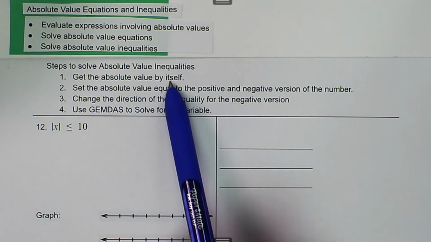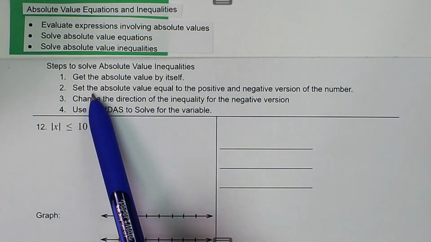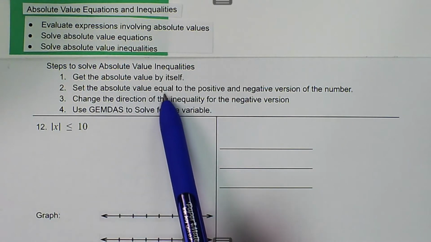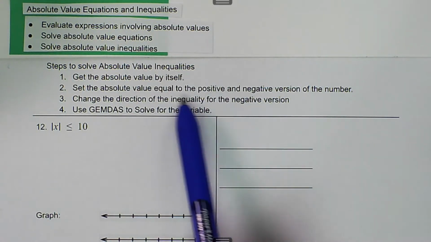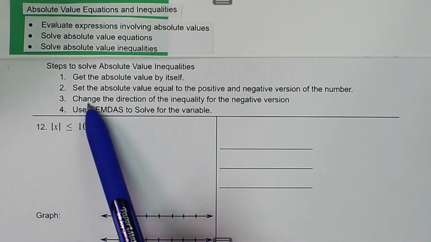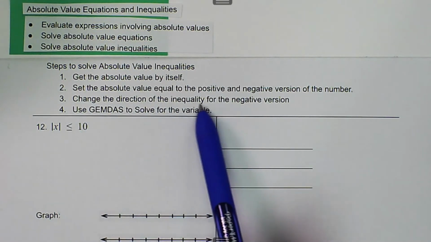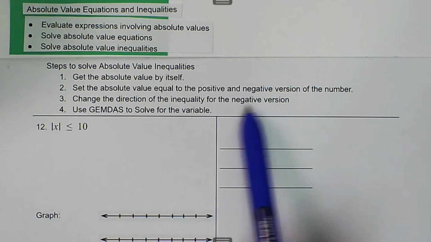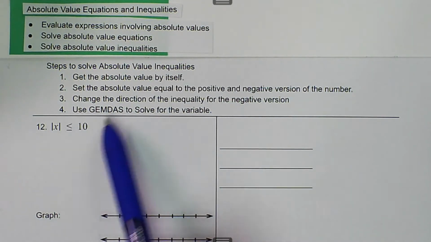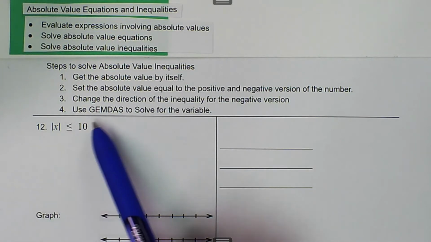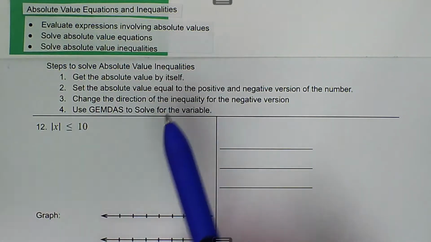Step 1: Get the absolute value by itself. That's the same step. Step 2: Set the absolute value equal to the positive and negative version of the number. That's the same. We had to add step 3: Change the direction of the inequality sign for the negative version. And then step 4 is the same as step number 3: Use GEMDES to solve for the variables.